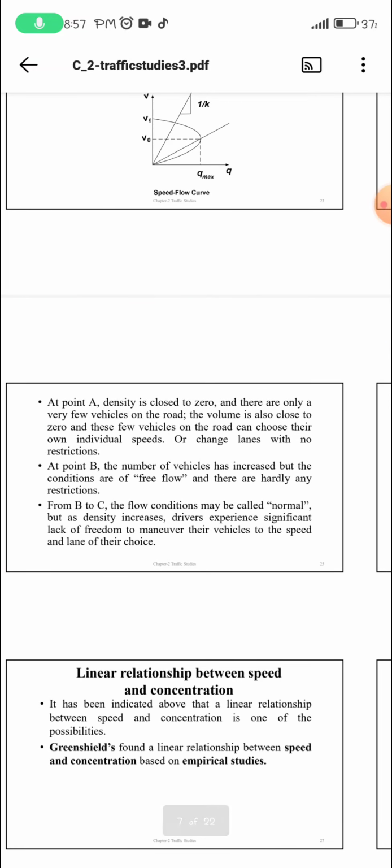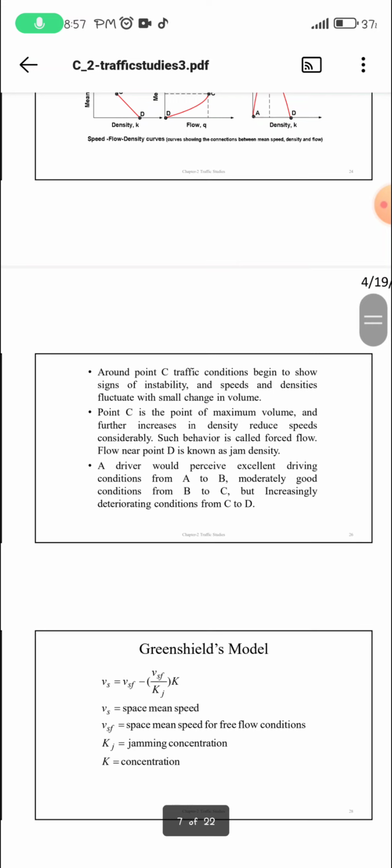At point A, density is close to 0 and there are only very few vehicles on the road. The volume is also close to 0, and these few vehicles can choose their own individual speed or change lanes with no restriction. At point B, the number of vehicles has increased but the conditions are of free flow and there are hardly any restrictions. From B to C, the flow condition may be called normal, but as density increases, drivers experience a significant lack of freedom to maneuver their vehicles to the speed and lane of their choice.